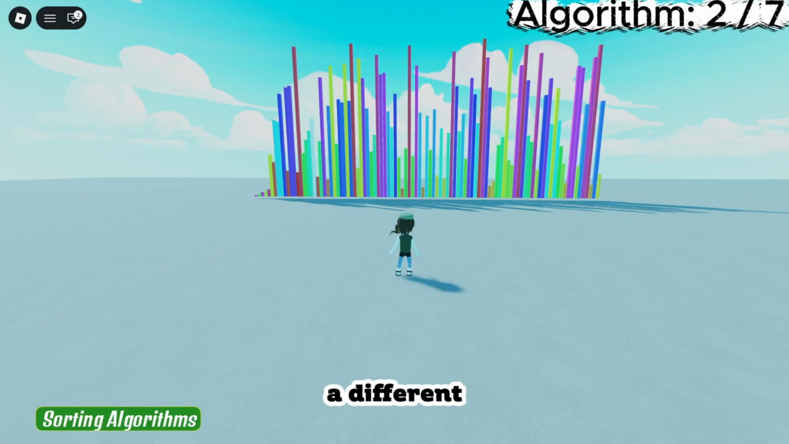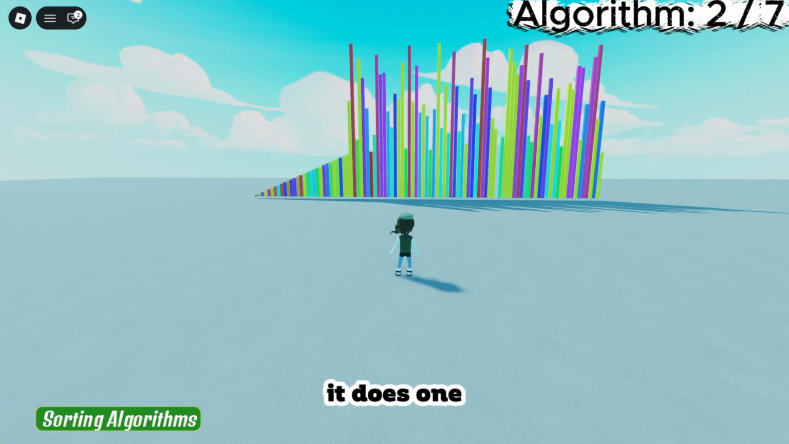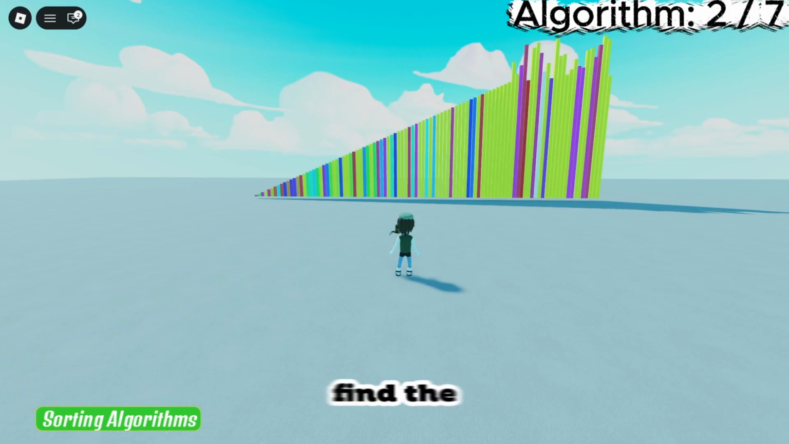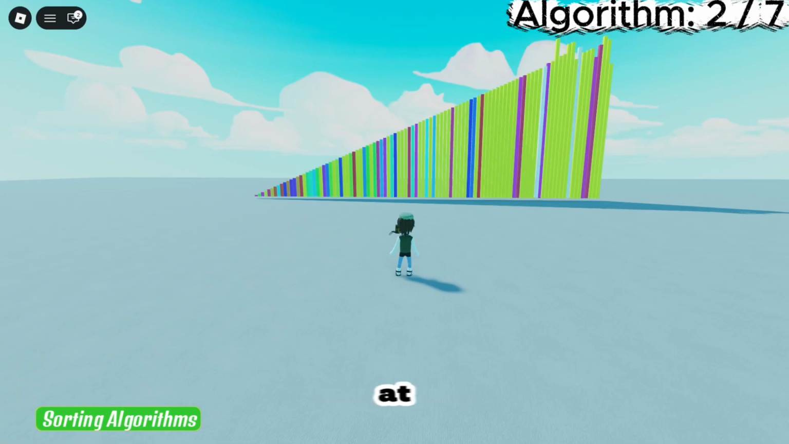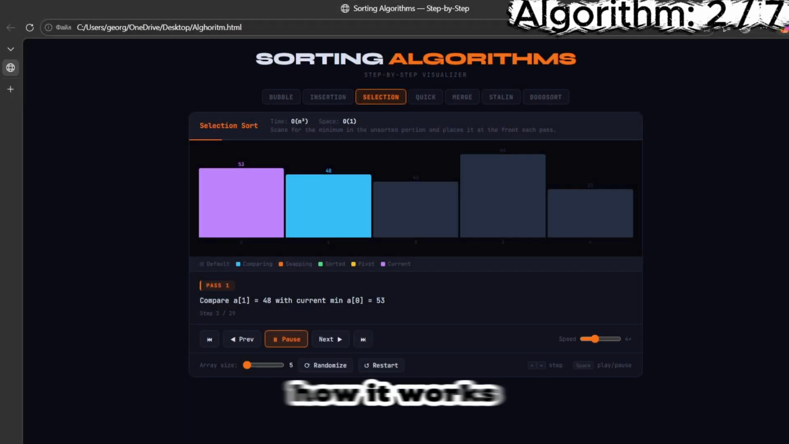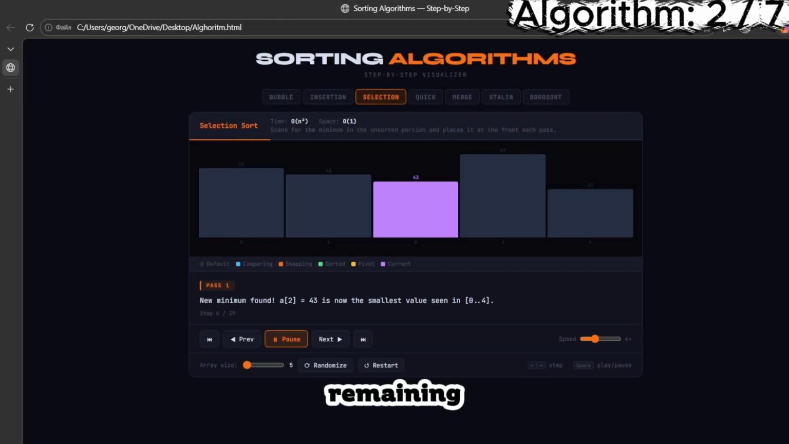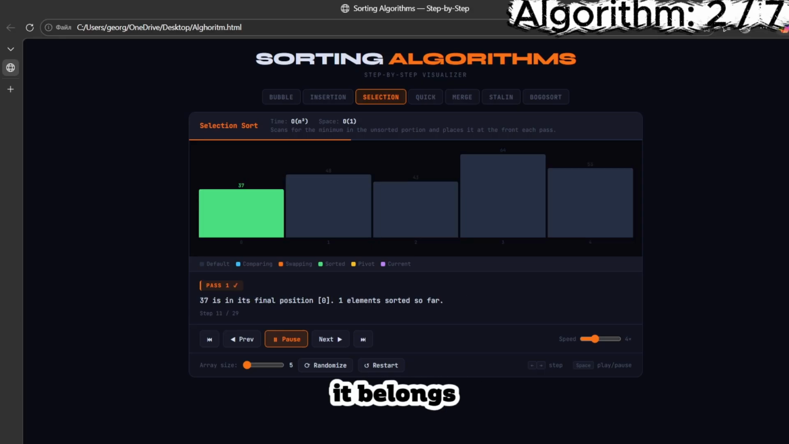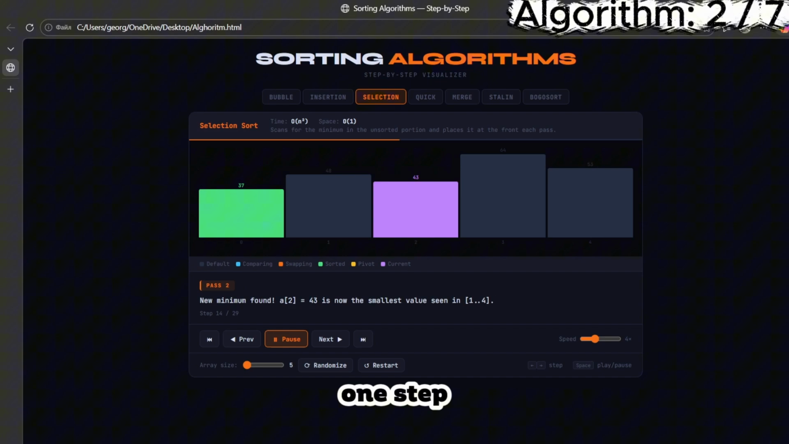Selection sort takes a different approach. Instead of constantly swapping neighbors, it does one thing per pass. Scan the entire unsorted portion, find the minimum value and place it at the front. One scan, one swap, repeat. How does it work? Look at all remaining unsorted elements. Find the smallest, put it where it belongs. Move the boundary one step forward.